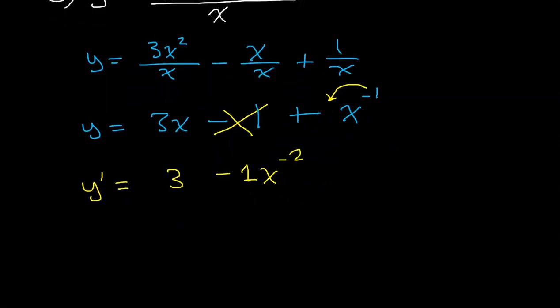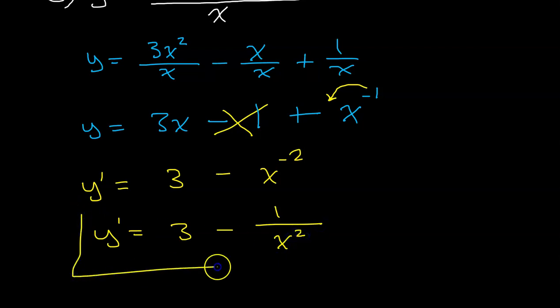All right, obviously the 1 really isn't doing anything, so we just have 3 minus x to the negative 2 power. So let us not leave a negative exponent. Instead, we will write 1 over x squared. And this would be the final answer.